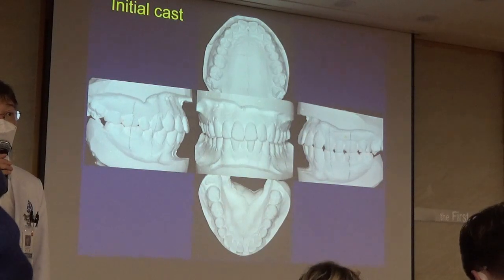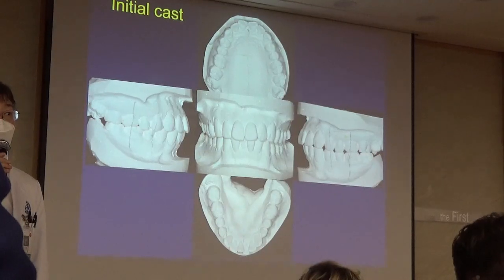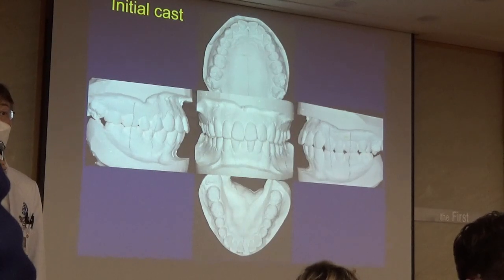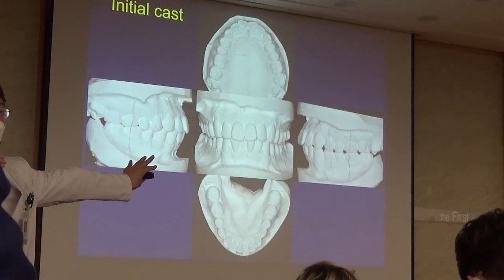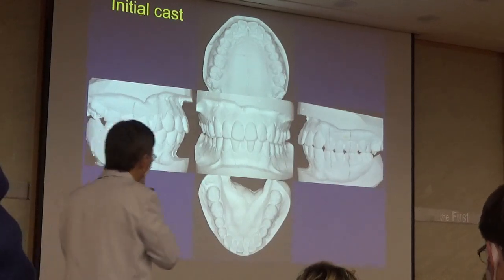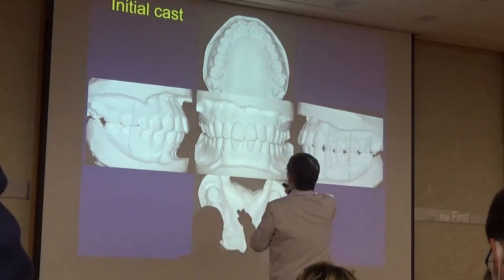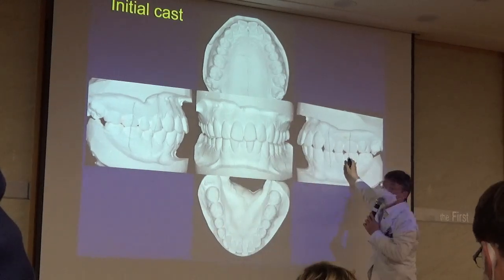Asymmetric molar relationship. On the right, class 1. On the left, class 2. So, it has something to do with the etiology. So, the 1.5 millimeter deviation is absolutely related to the class 2 molar.